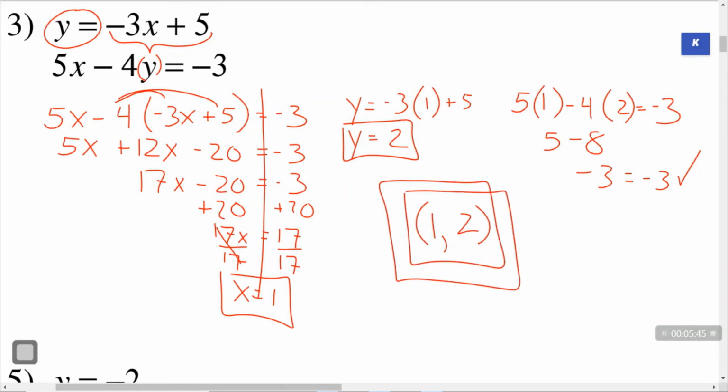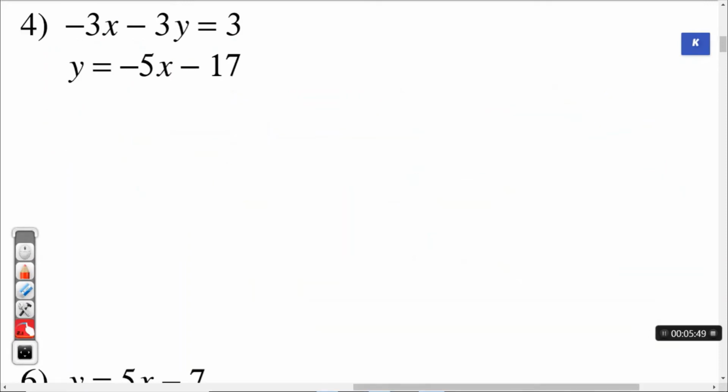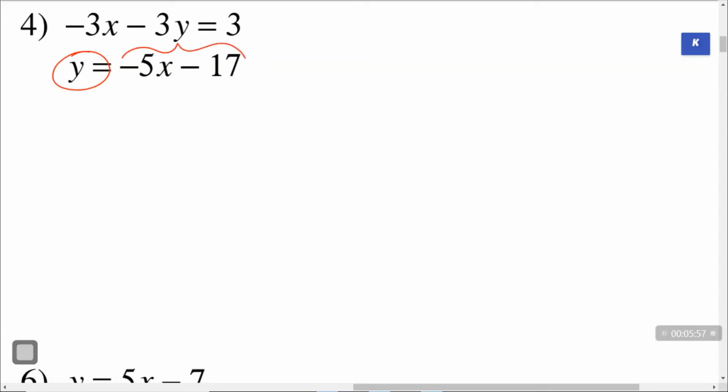All right, great. Let's do one more. Go ahead and pause it. Try to do number 4. All right, coming back in. Once again, y is equal to this expression. So therefore, I'm going to replace y in the other equation. So it's going to give me negative 3x minus 3. And here comes y, which is replaced with negative 5x minus 17 in this case, equals 3.